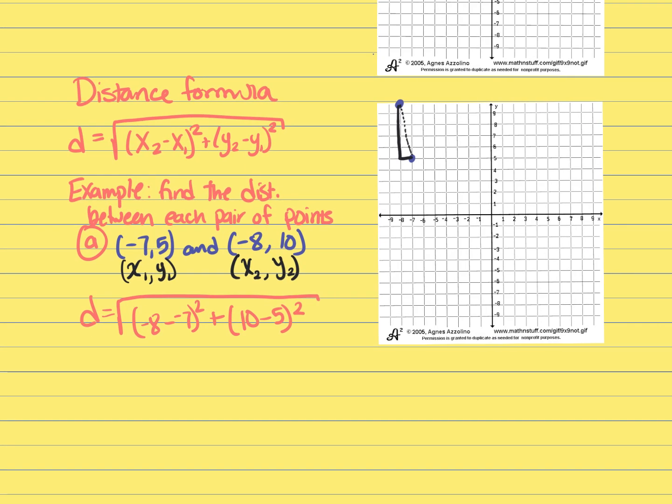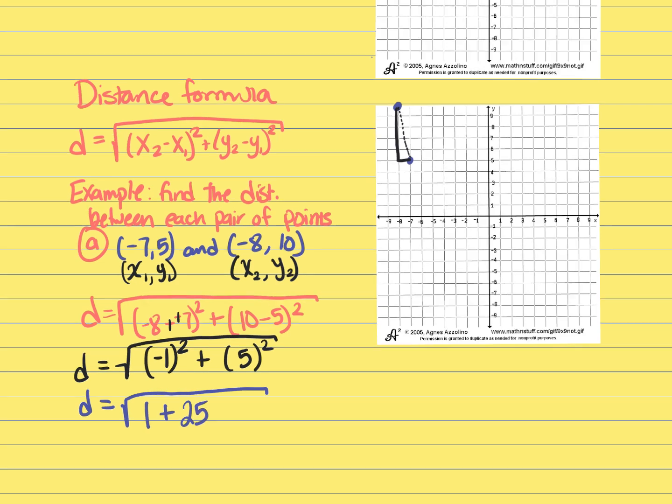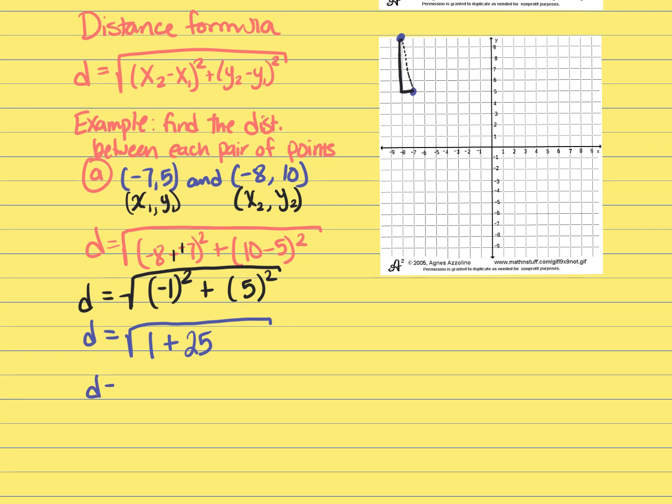So now negative 8 minus negative 7, we can change that into addition of the opposite. So we get negative 1 on the inside. Negative 1 squared plus 10 minus 5 is 5 squared. And I'm going to always try to keep d equals aligned. And so negative 1 squared is 1, plus 5 squared is 25. And now 1 plus 25 is 26.